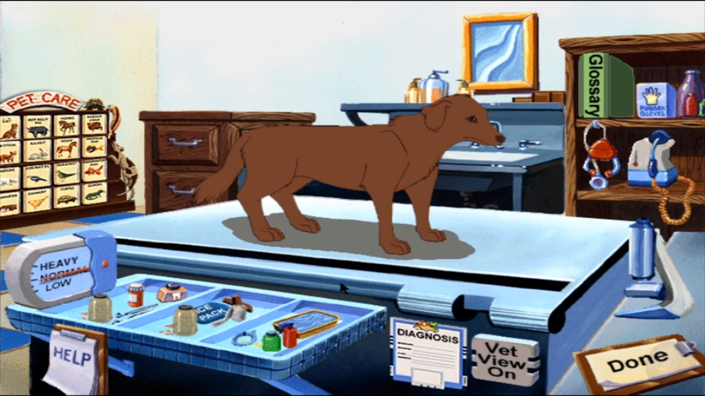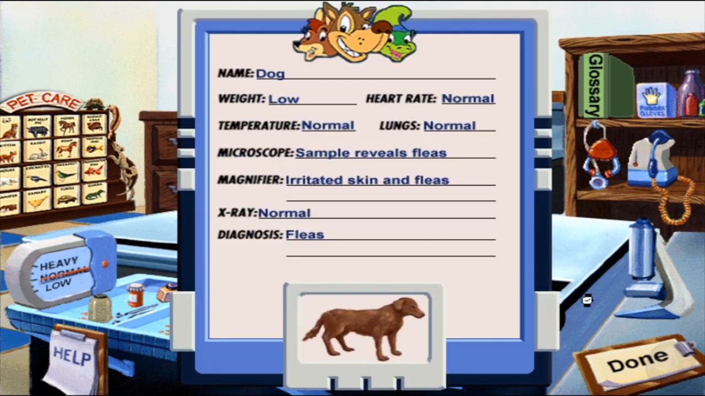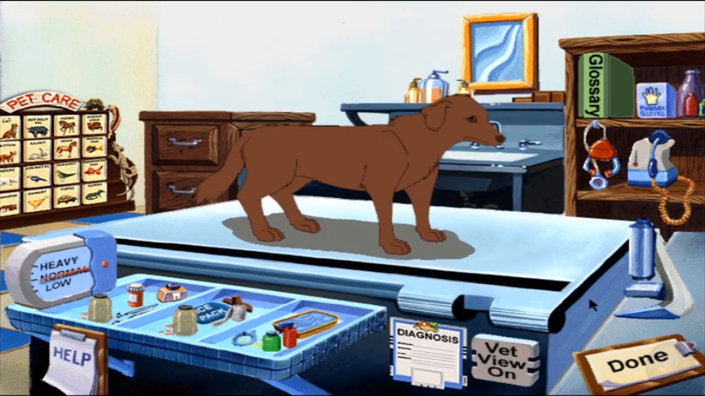Now that we know what the problem is, I will set up 3 trays full of different treatments. You need to pick the tray that contains the proper treatment for the animal. Bath, flea spray, flea collar, flea pills. Good job! A bath and flea spray will get rid of the fleas on the dog. A flea collar and flea pills will help keep fleas from reinfesting the dog. Be sure to clean the areas where the dog spends most of its time.